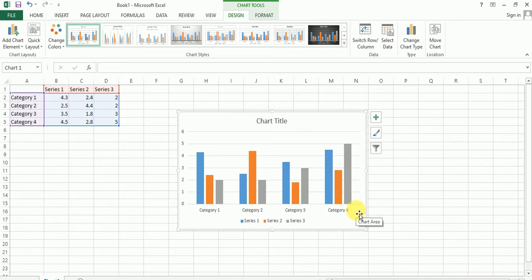Next, value axis. This is the y axis, the vertical axis used to plot the values. This one is the plot area. Data series: these are bar elements or other elements that represent data values. They are known as data series. This one is the data series.